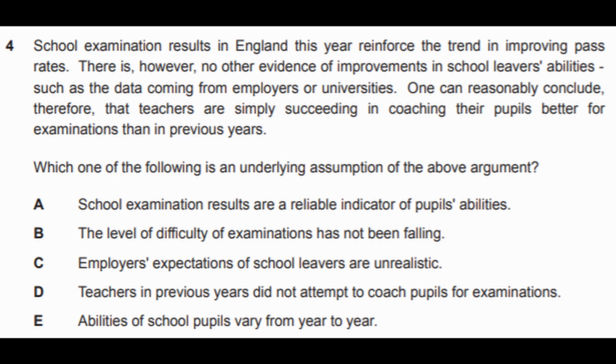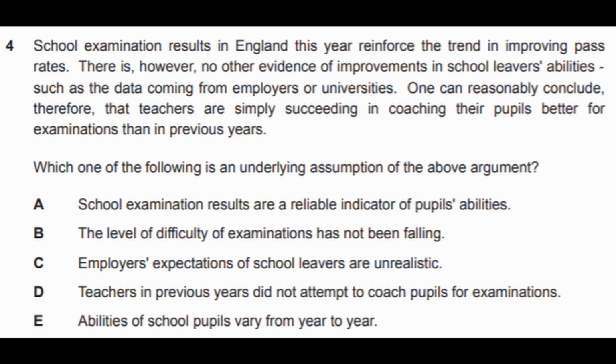B is correct because if the level of exam difficulty has been falling, then ability and the quality of coaching which teachers give may have stayed the same while exam results improved. On to C, this is irrelevant. There's no mention of employers' expectations anywhere in the paragraph. Employers are mentioned as a source of evidence which show no improvement in school leavers' abilities, but what their expectations were are irrelevant to these measures, and so it's not going to be an underlying assumption.